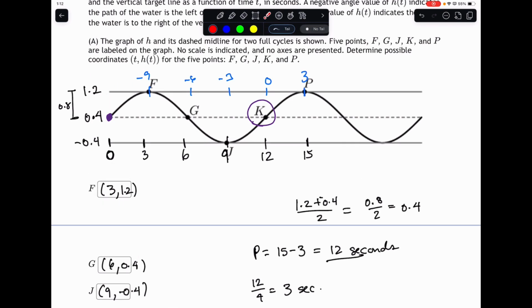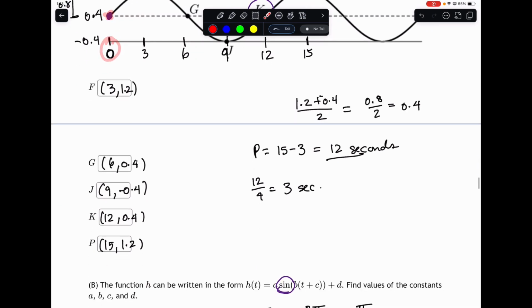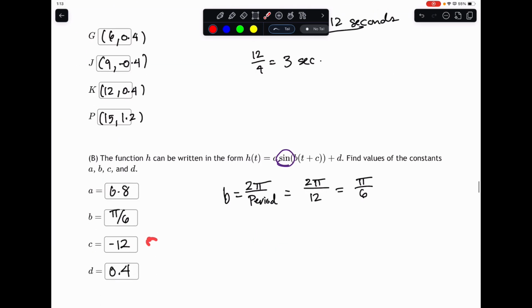The value of C could also be 0. Using the bottom numbers I have right here, since these are increasing by 3, subtracting 3 would give me 0. So if I use this point, the x value right there would be 0. So 0 is also an acceptable answer if we want to continue using the numbers on the bottom.